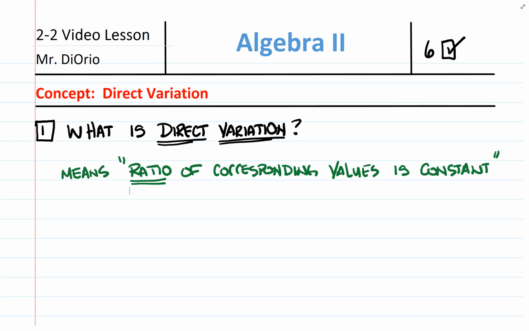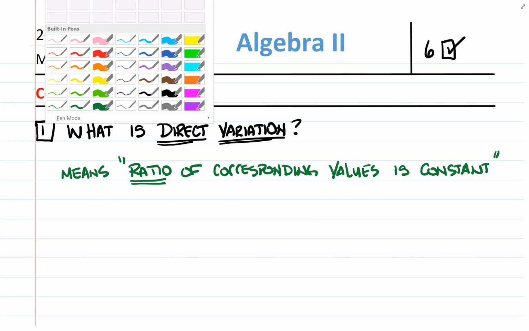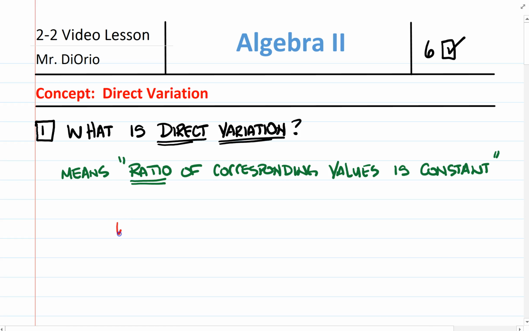What is direct variation? Maybe you've heard this term before, maybe you haven't. It deals with lines and linear relationships, but really all it means is that the ratio of corresponding values is constant. So that's what it means. In mathematical terms, the part that we're going to write down is that the relationship between y and x is y is equal to some constant times x, or y is equal to kx.